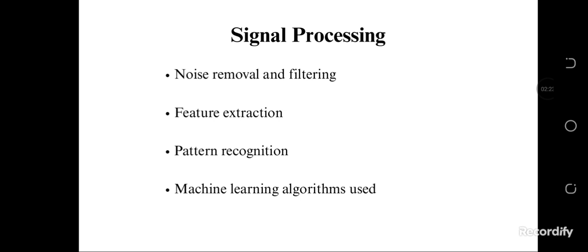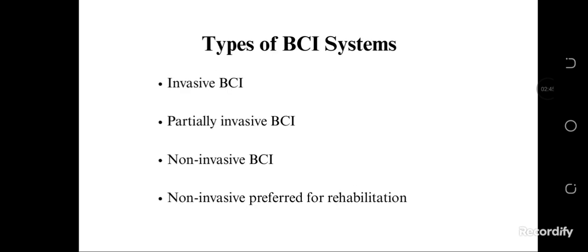Next, the signal processing part. In signal processing, it removes the noise and filters the signal. So, it strengthens the signal and we can easily extract the features from that signal. It is mainly used in pattern recognition, and machine learning algorithms are also used in the signal processing process.